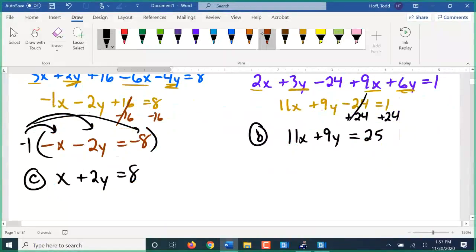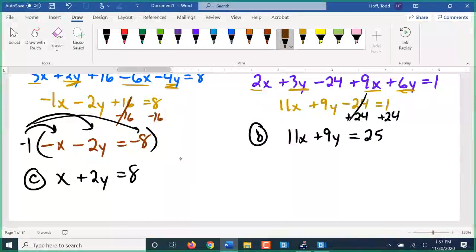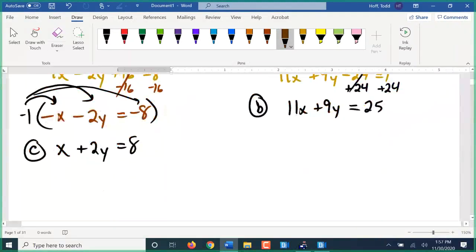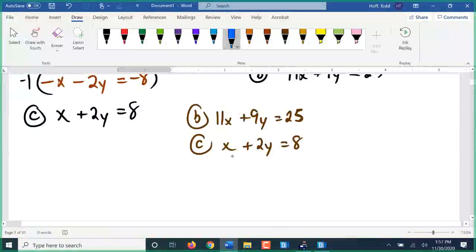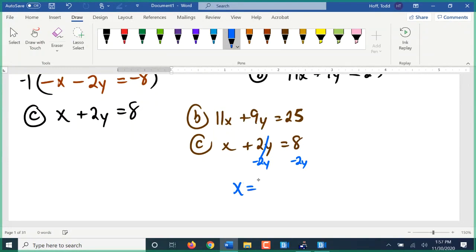So the new system that I need to solve here consists of equation B, which is 11x plus 9y equals 25, and equation C, which is x plus 2y equals 8. Well, I can solve equation C for x. I'm just going to subtract 2y. X equals 8 minus 2y. That's my new equation C.